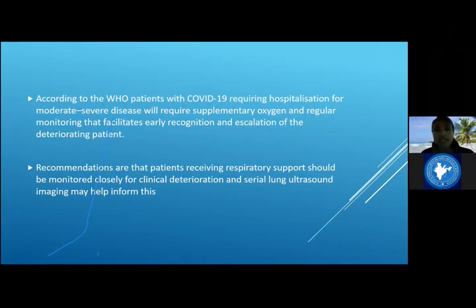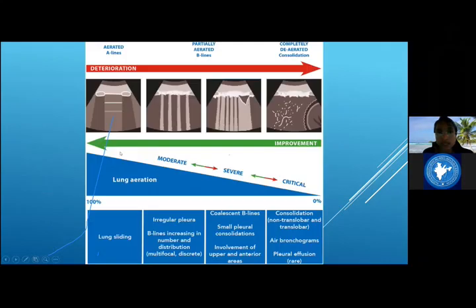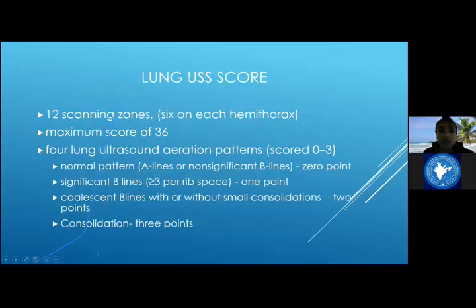So again, there's a score for that. As I told, on one side there are 6 zones. So bilateral, it will be 12. So the maximum score is 36. We can go with the same thing. So this is 0, 1, 2, and 3. These are the scores that we give. So for one zone, the maximum score is 3. So for the whole 12 zones, it will be 36. So we have to give the scoring out of 36.